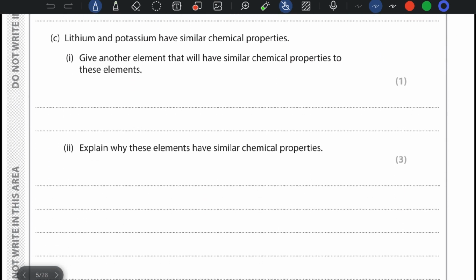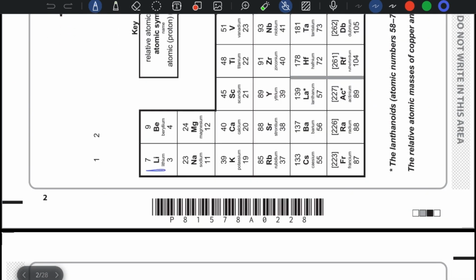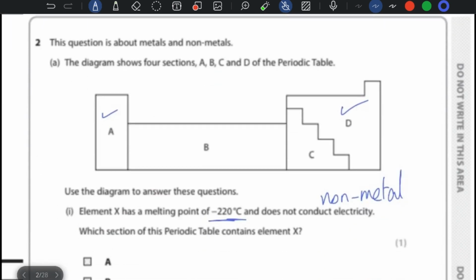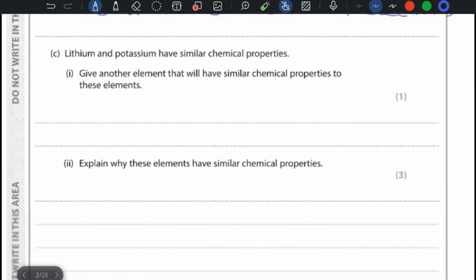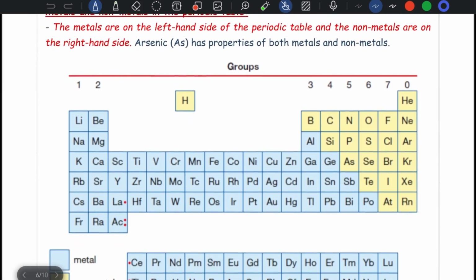Next question, lithium and potassium have similar chemical properties. Give another element that will have similar chemical properties. We have to search for another element present in the same group as lithium and potassium. So if you go back to the periodic table, you will find lithium and potassium right here. We can write sodium, rubidium, caesium, francium. So we can write sodium because elements in the same group have similar chemical properties. So we write sodium, and let's check back in our notes.